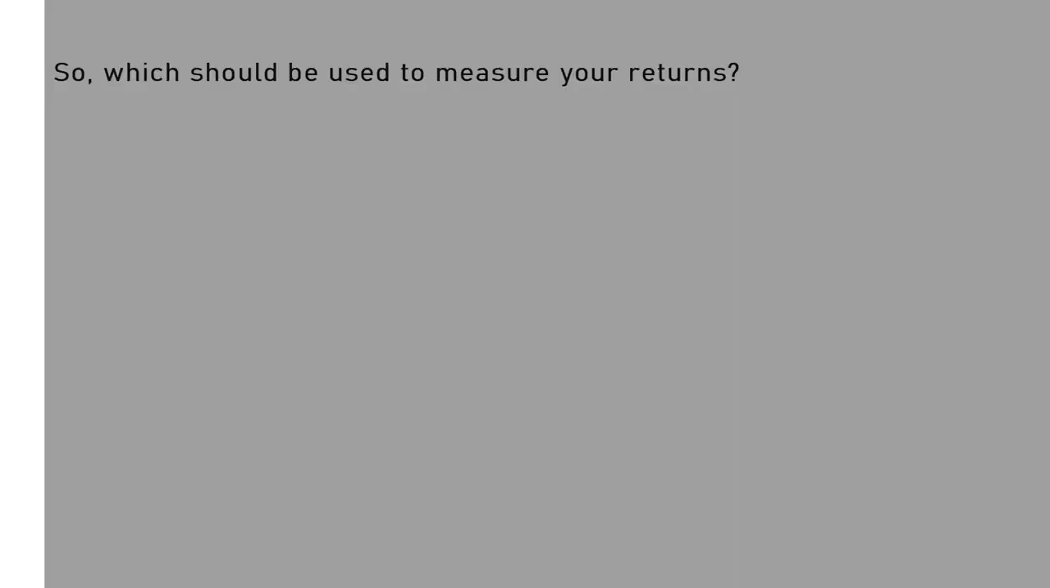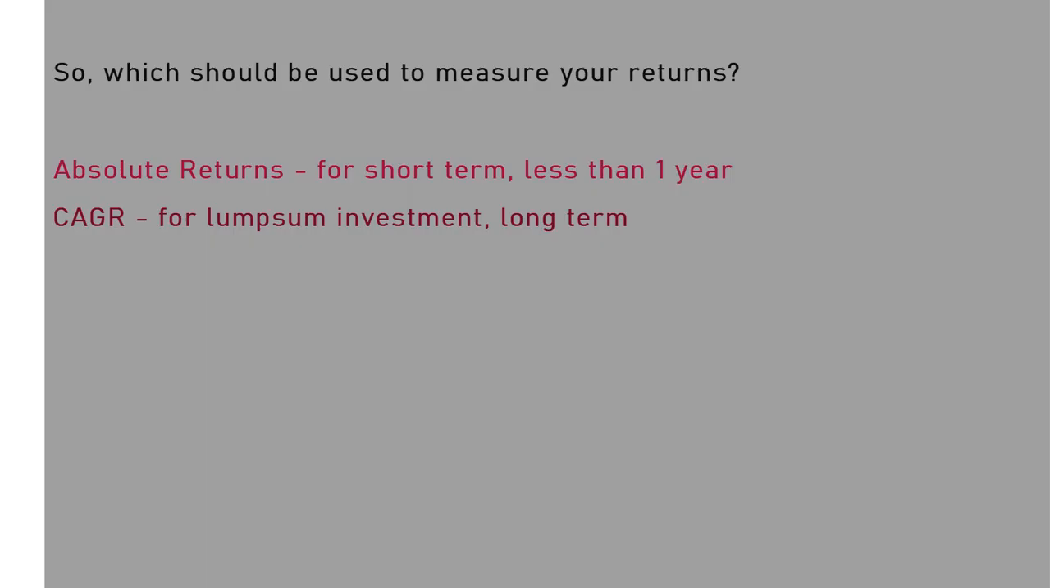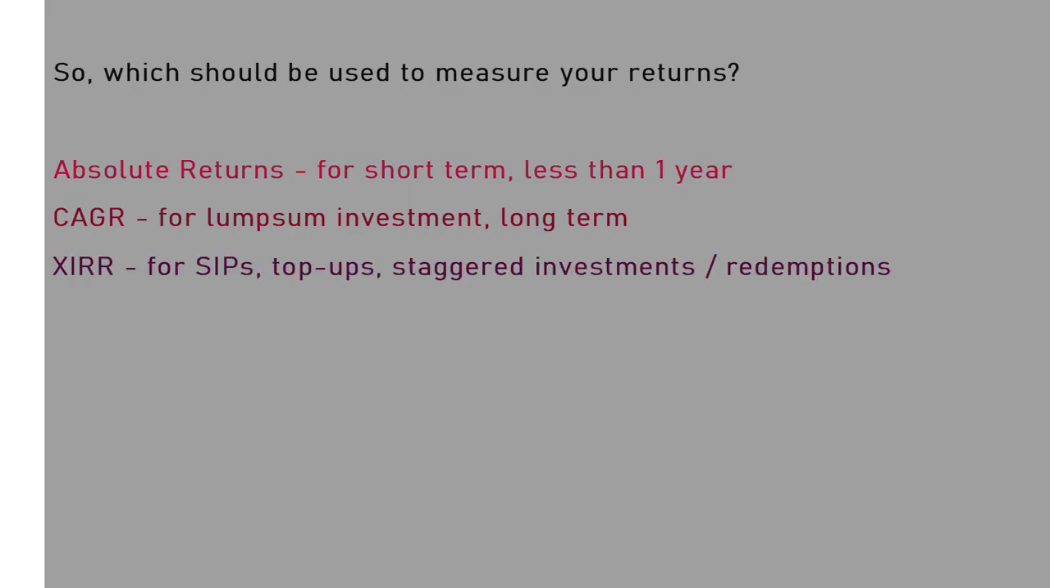So, which should be used to measure your returns? Absolute returns. They are used for short-term, less than 1 year. CAGR for lump sum investments, long-term. XIRR for SIPs, top-ups, staged investments or redemptions.